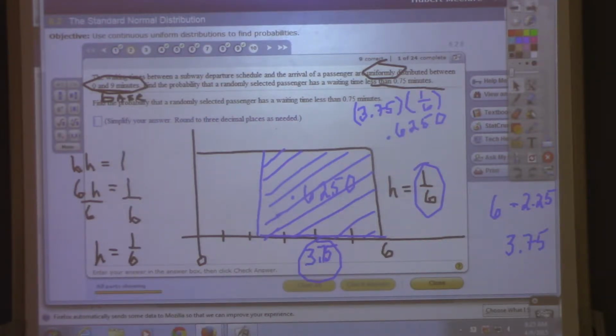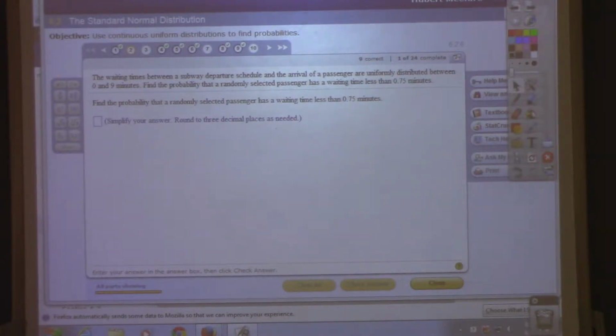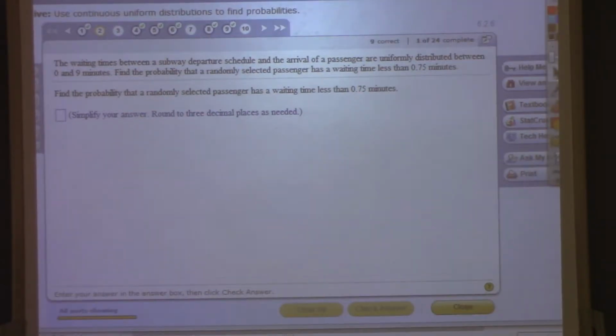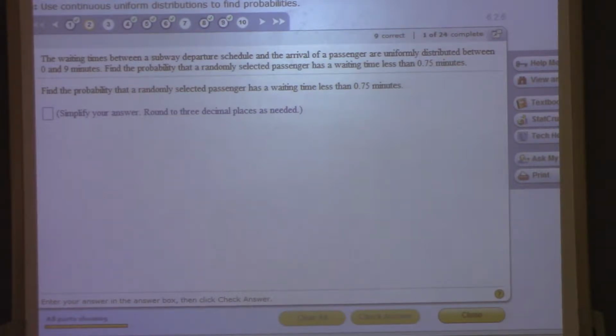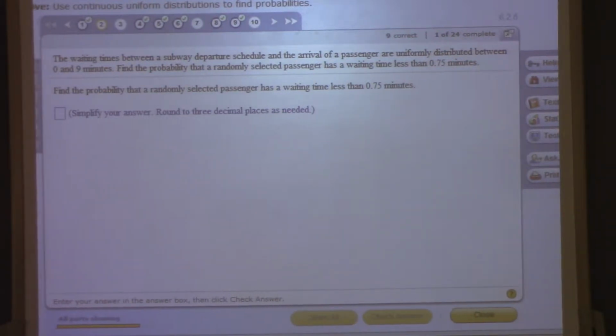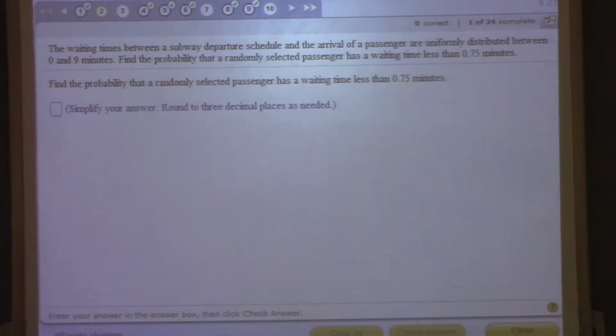All right, you try this one. Waiting time between subway departure schedules and the arrival of a passenger are uniformly distributed. Quit yawning. Between 0 and 9 minutes. Find the probability that a randomly selected passenger has a waiting time less than 0.75 minutes.